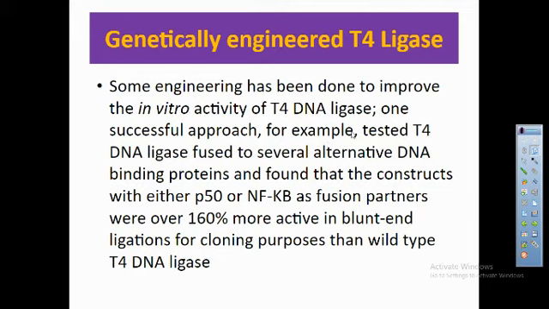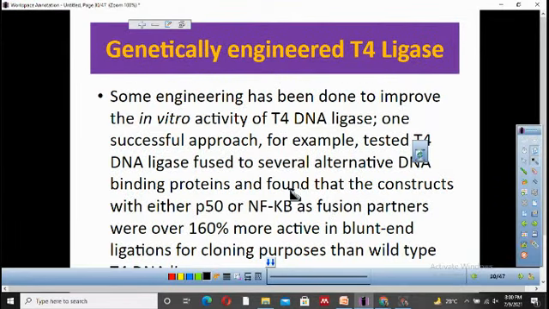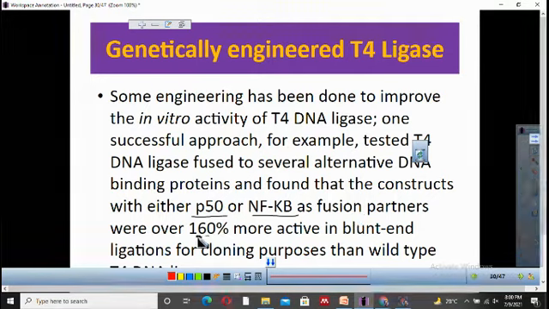Next, I told you that when the efficiency is less, for that purpose we have to genetically engineer the DNA ligase, and for that purpose we have to add some protein part like either the P50 or necrosis factor kappa B, which just gets fused. And when this was fused, the efficiency was found to be improved as 160% or more active in the case of blunt end ligations as compared to the wild type.